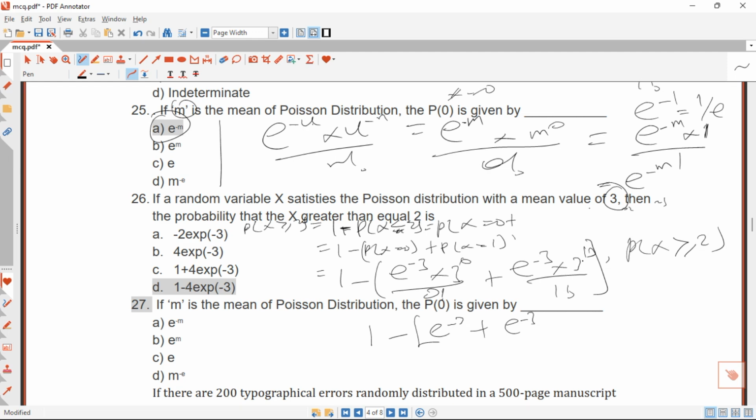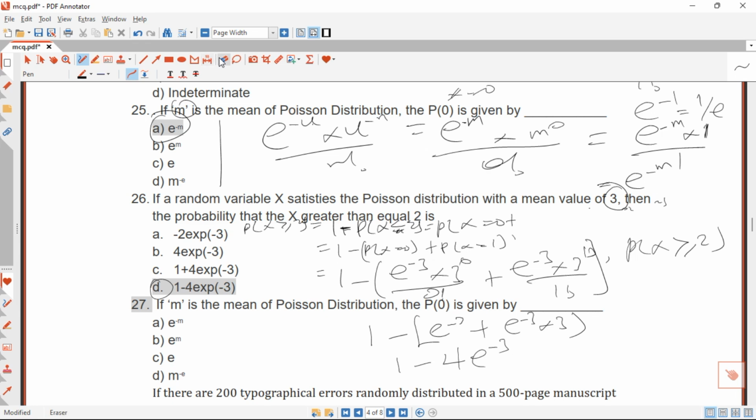So here I'm going to have 3 raised to the power 1. So you are going to have 3 here, and 1 factorial is 1. I'm going to have times 3, right? So you are going to have 1 minus 4e raised to the power negative 3. That answer is answer D.